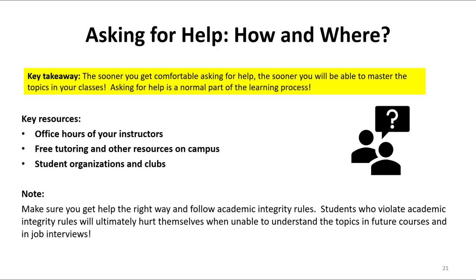The key thing to note here is make sure you get help the right way and follow academic integrity rules. Students who violate academic integrity rules, such as by cheating or copying others or inappropriately using AI tools, ultimately just hurt themselves when they're unable to understand the topics in their future courses and in job interviews and the real world.